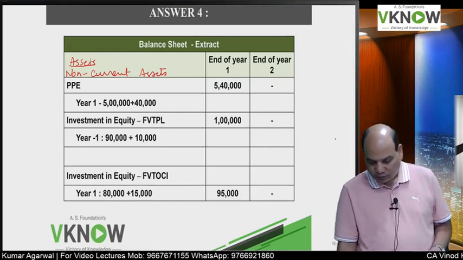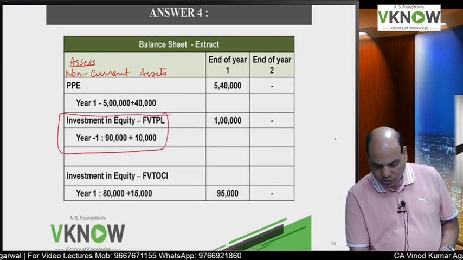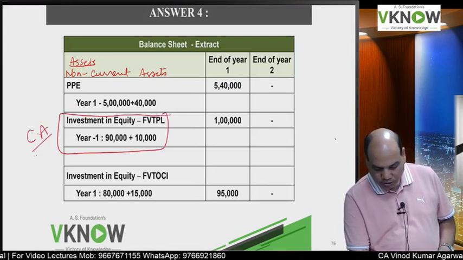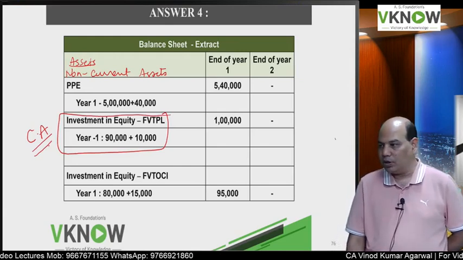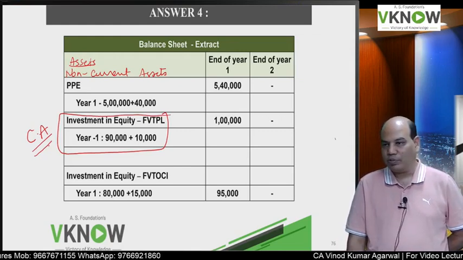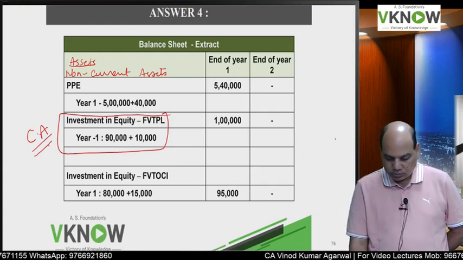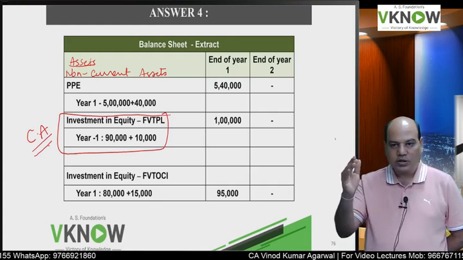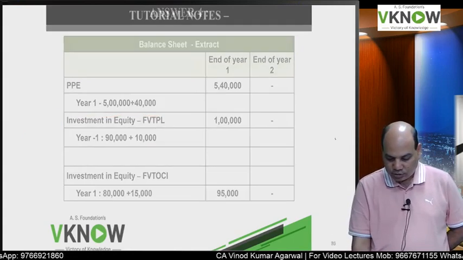Okay. Now I have not written this properly. This should come under current asset, because it is FVTPL, the intention itself is to trade and make profit out of it. Is it right? Anyway, I will discuss current, non-current in Schedule 3 that I have not yet discussed.